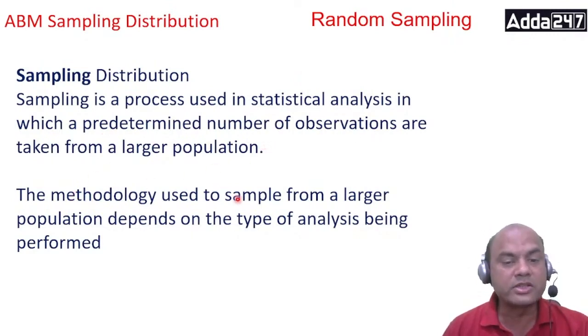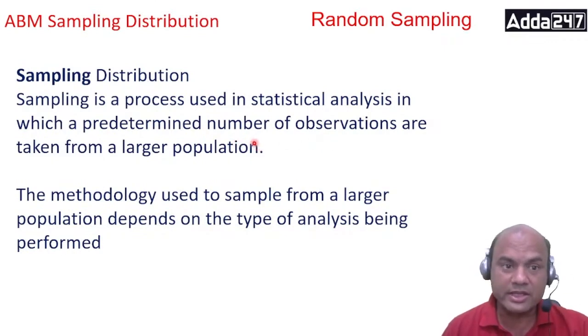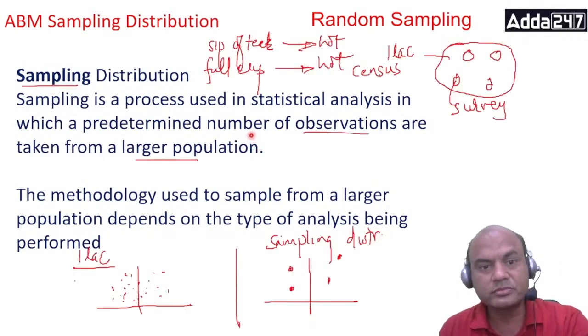The methodology used to sample from a larger population depends on the type of analysis being performed. Now understand this. Methodology means what? Here it means what type of sampling I should do. There we come to the topics of random sampling and all the various types of sampling. I'll take them. Okay, so got it? Firstly, the concept.